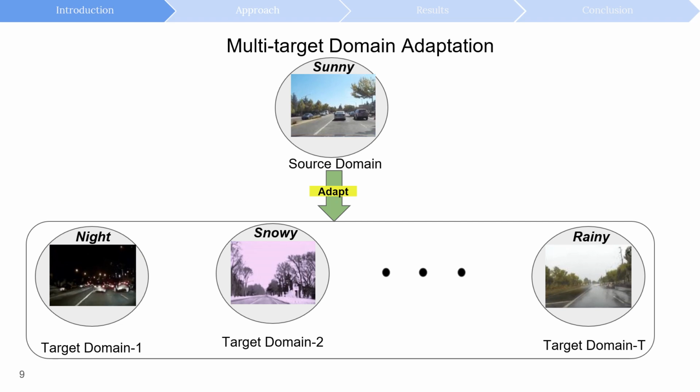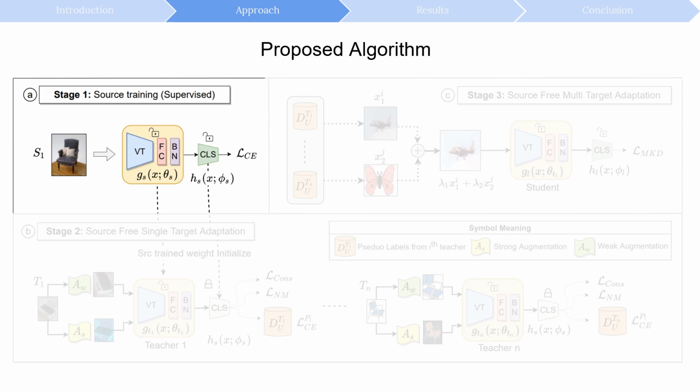In multi-target domain adaptation, we have one labeled source domain and multiple unlabeled target domains. For example, we may have an object detection model trained on sunny conditions and we want to adapt it to night, rainy, snowy conditions simultaneously. Single target domain adaptation is a special case of multi-target domain adaptation. We propose a three-stage algorithm for solving source-free single and multi-target domain adaptation.